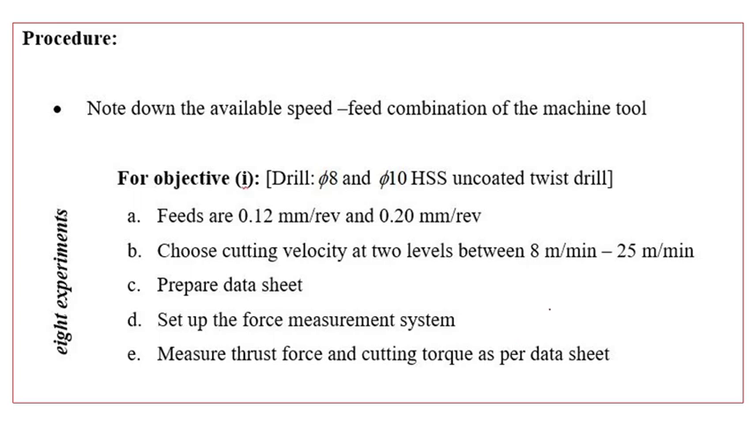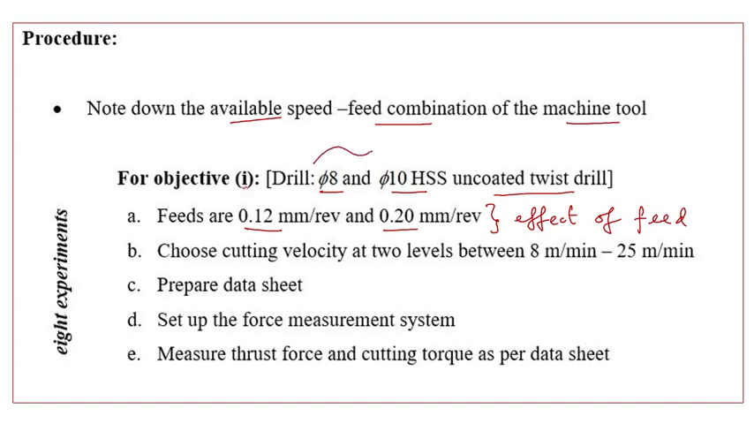Now let us come to the procedures. Note down all the available speed and feed combination on the machine tools. This would be done by the operator who has done the experiment for you. Drill diameter would be 8 and 10 mm uncoated twist drill. Feeds which would be chosen as 0.12 mm and 0.2 mm. This will give you the effect of feed. This variation will give you effect of depth of cut.